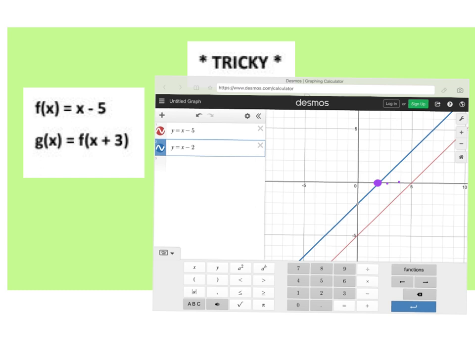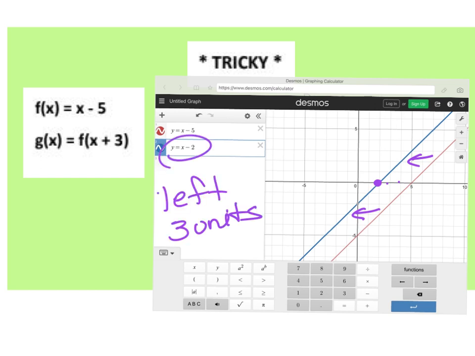So there we are. I don't know why it erased. I guess I am not very tech savvy. So this should have been x plus 3 minus 5, which is x minus 2, which is where that equation came from. And it did pass where we wanted it to. So this is a left 3 units. Again, when there's parentheses involved, it's the x that is affected.